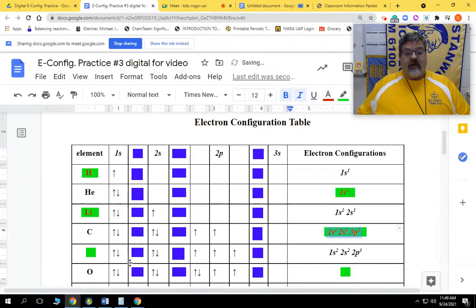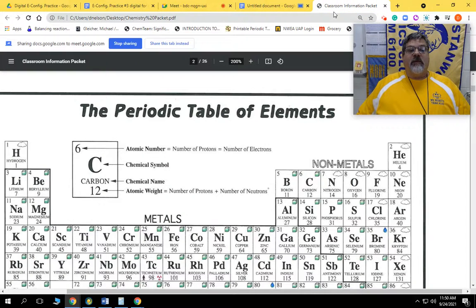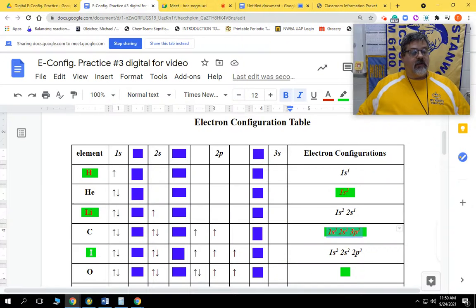Okay, let's go to the next one. We're going to end up with 2p3, right? 2p3. So 1, 2, 3, 4, 5, 6, 7. So let's go to the periodic table. Atomic number 7, nitrogen. So 2p3 is nitrogen. So we're going to go over here and put in nitrogen.